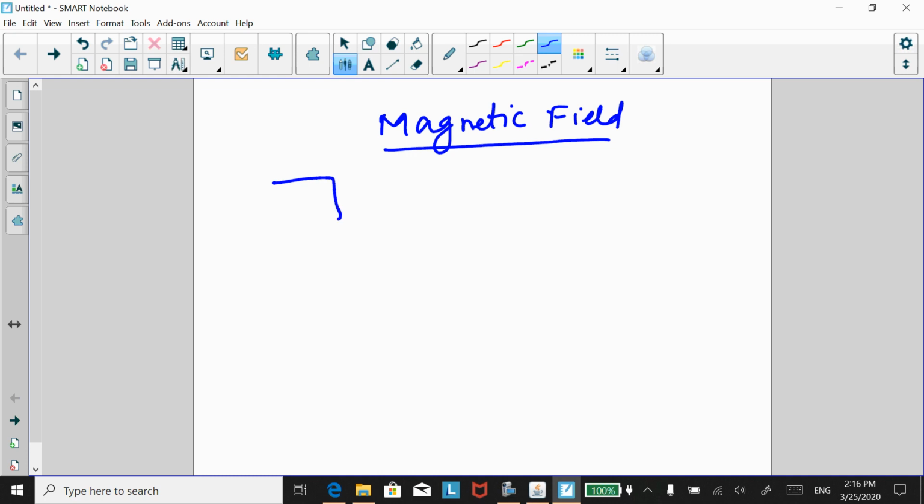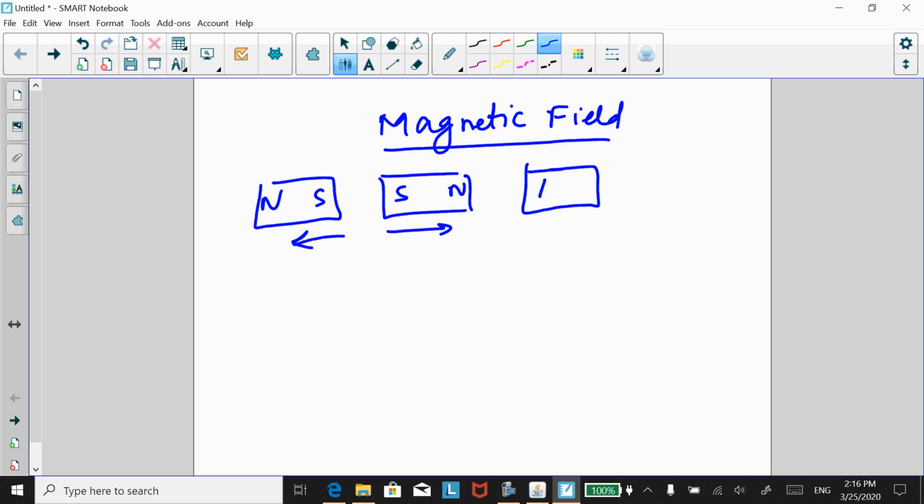So we have a magnet here, another magnet. If they are same poles, they repel, and if they are opposite poles, they attract. Just like the charge property, opposite charges attract, same charges repel. So here they will be attracting. Okay. They also create a magnetic field.